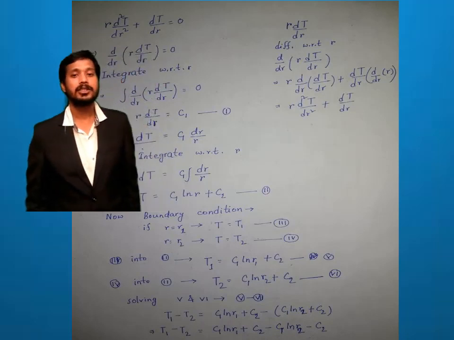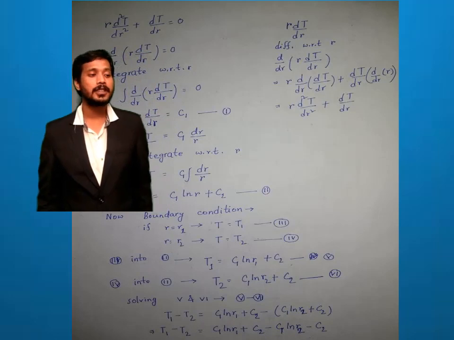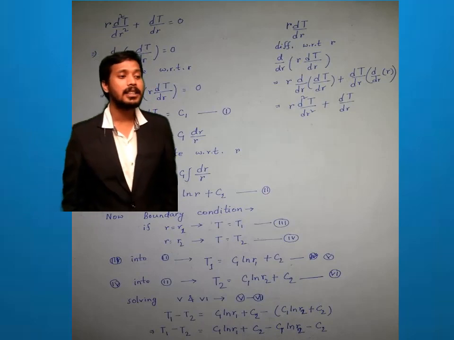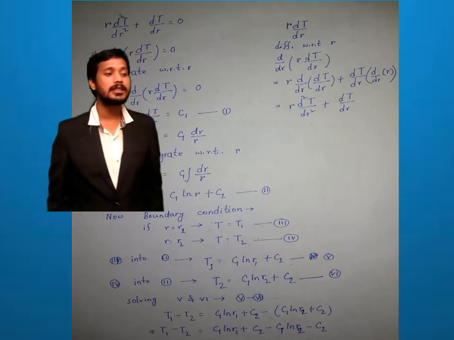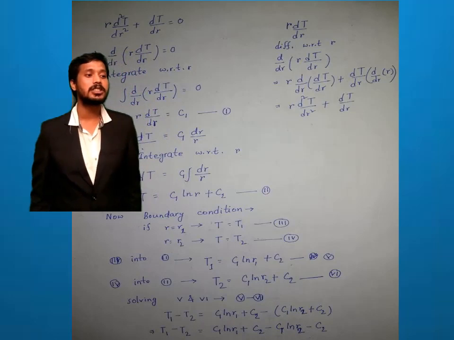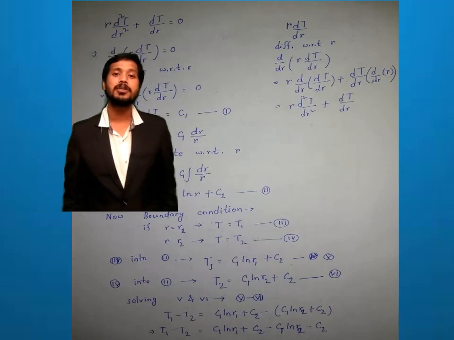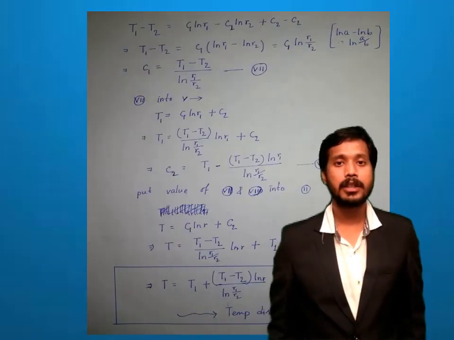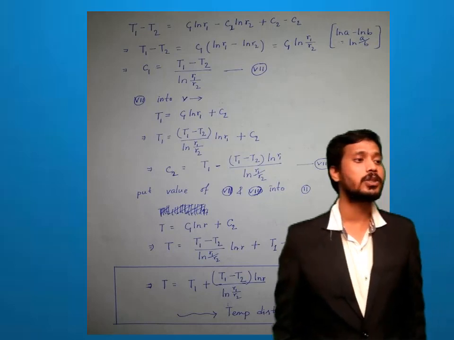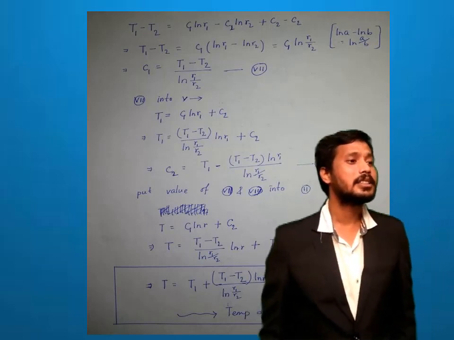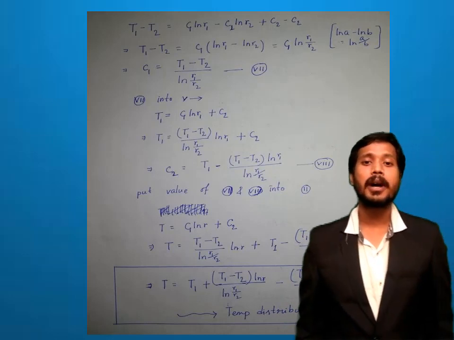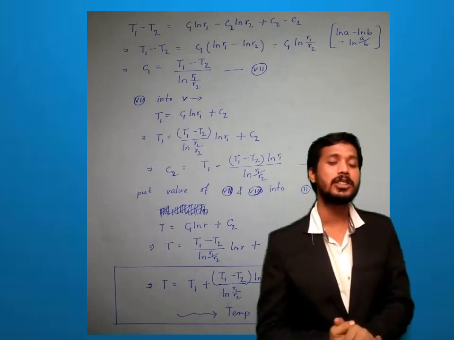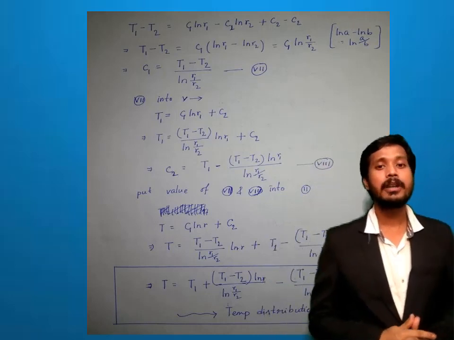5 minus 6. So in the left hand side we get T1 minus T2. In the right hand side we get C1 into ln of R1 plus C2 minus, within bracket, C1 into ln of R2 plus C2. So T1 minus T2 equals C1 into ln of R1 plus C2, if we remove the bracket, minus C1 into ln of R2 minus C2. So here we can write T1 minus T2 equals C1 into ln of R1 minus C1 into ln of R2 plus C2 minus C2. So the C2 and C2 cancel out. So finally we get T1 minus T2 equals C1 into ln of R1 minus ln of R2.